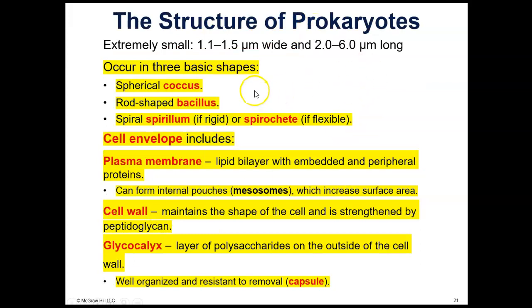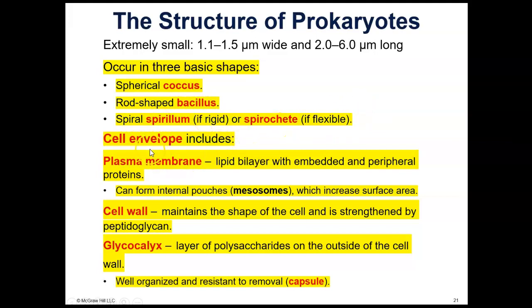Okay, and prokaryotes occur in 3 basic shapes. Round or spherical is coccus, or plural cocci. Rod-shaped or oval is bacillus or bacilli. Spiral can be spirillum or spirochete.